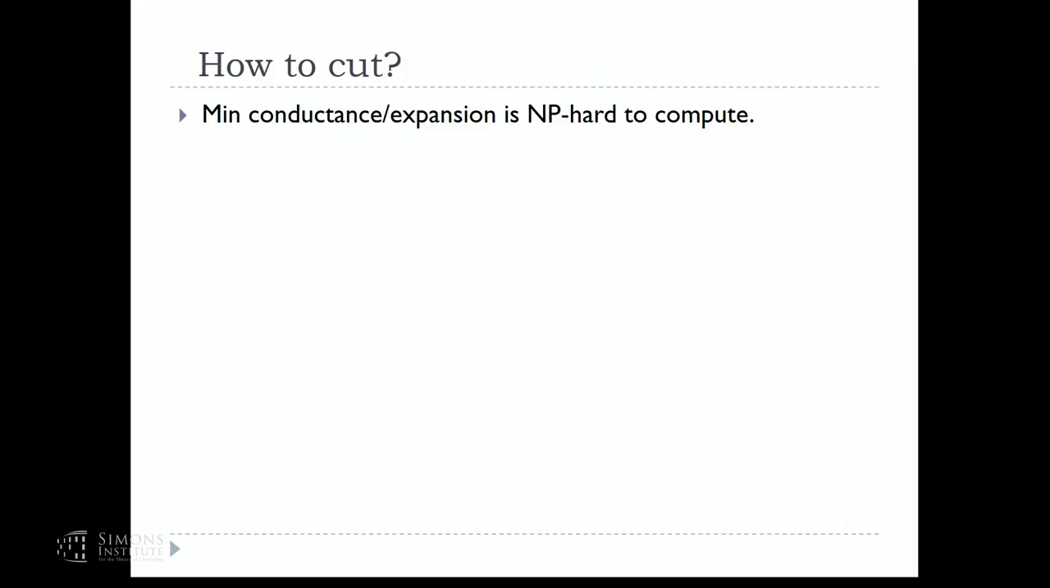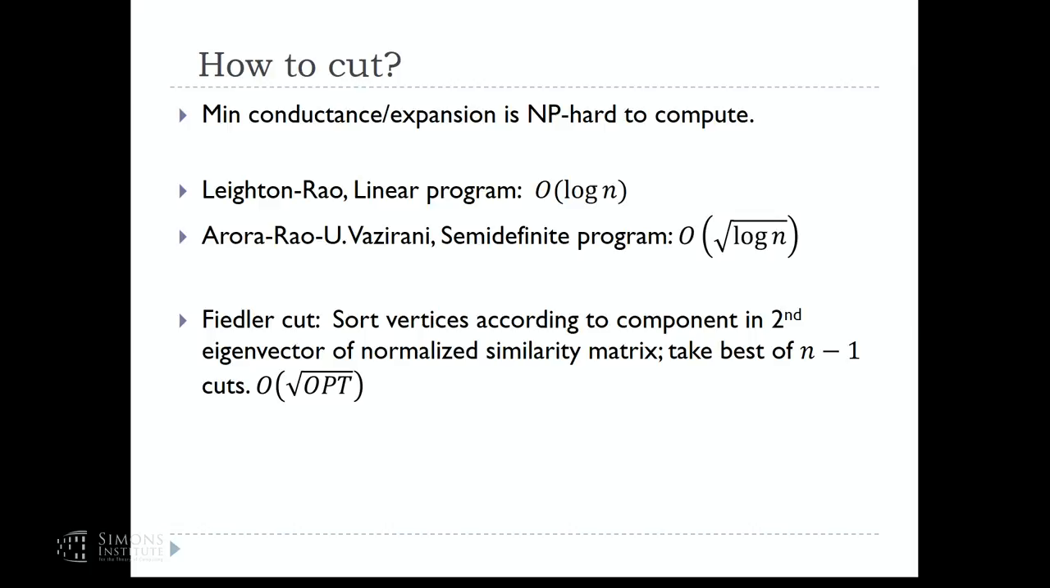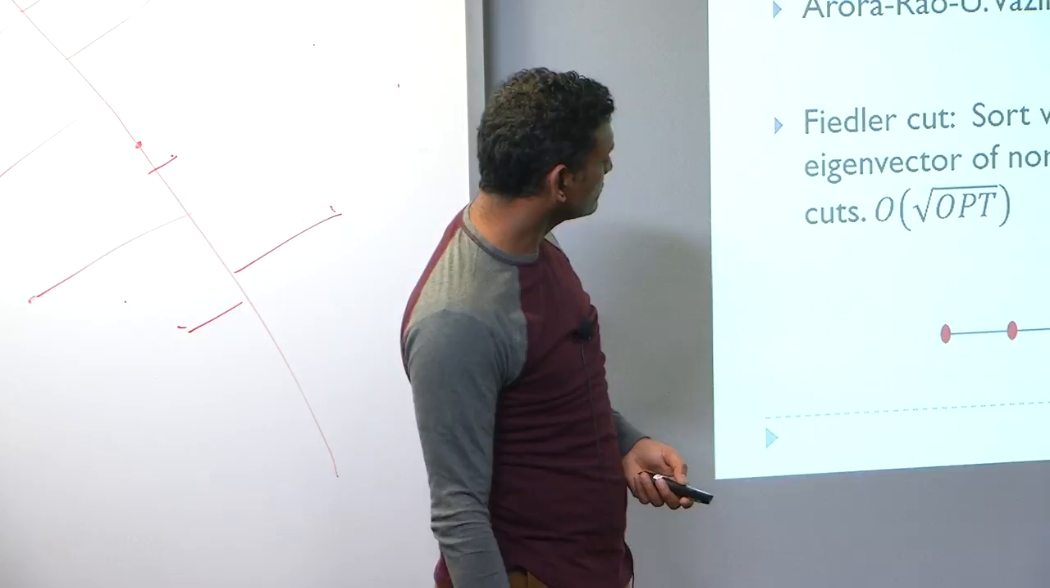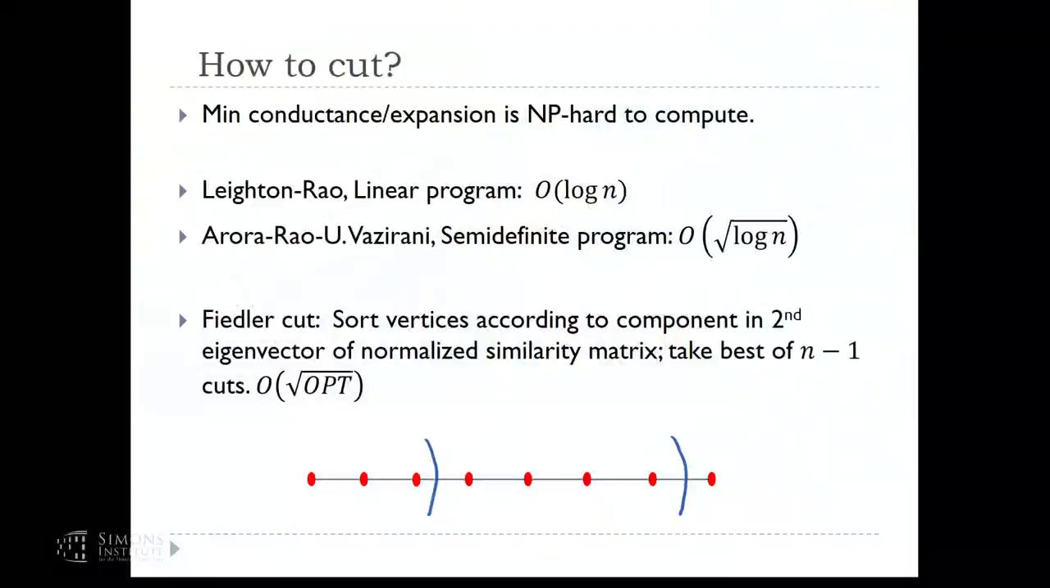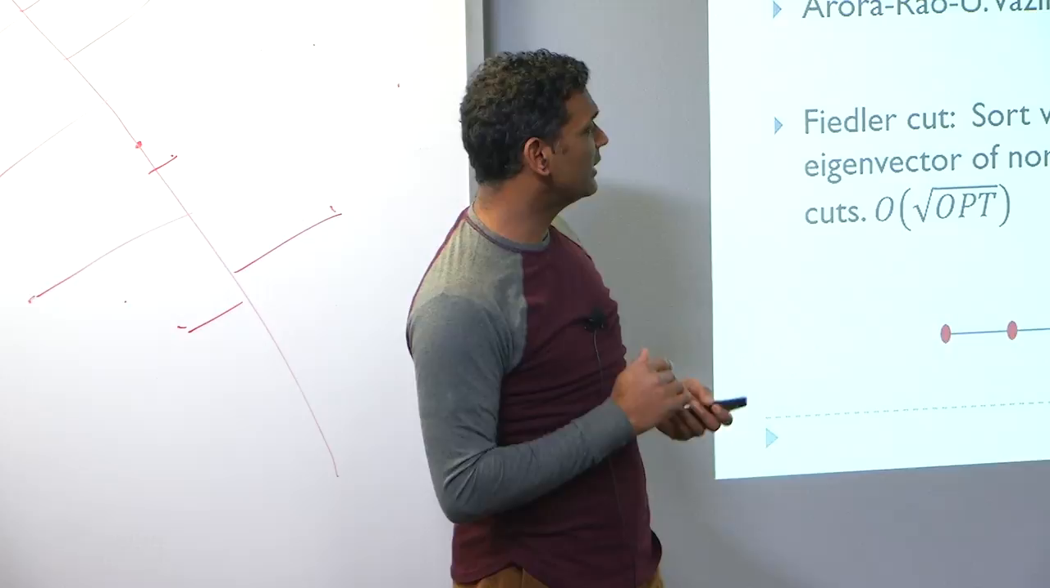We can approximate it to within a factor of log n, log of the number of vertices in the graph, using a linear program, to within square root log n using a semi-definite program, also an efficiently solvable convex program. And the one I'll talk about more here is using eigenvalues, where the classical Fiedler cut gives you square root of the opt. So you don't incur any log factors, but you get square root of the opt. And this algorithm is extremely simple. We'll see it a couple of times. Take the second largest eigenvector of a similarity matrix, but you have to take the similarity matrix and normalize it. I'll tell you how. Or if you're more familiar with Laplacians, which I'll introduce in a second, then you take the second smallest. So this would be the second largest, otherwise the second smallest.